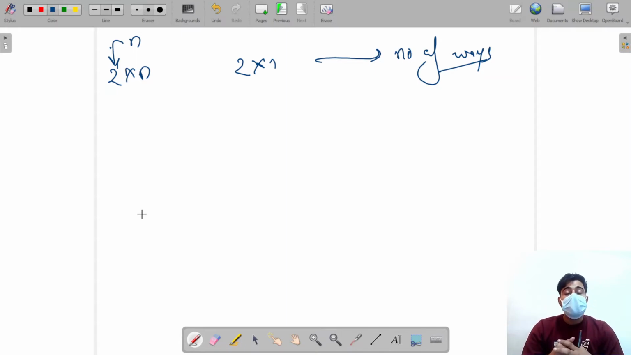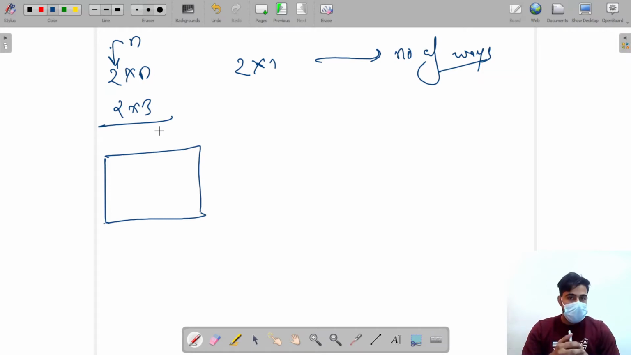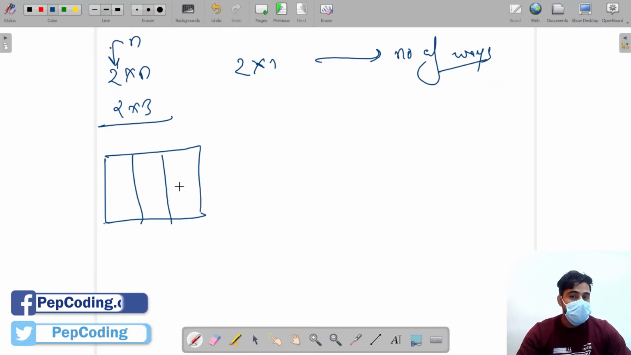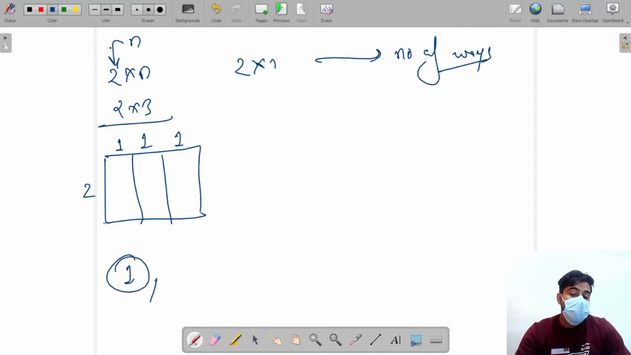Let's try to understand it with an example. So here I'm taking 2 cross 3 wall. So we need to design this 2 cross 3 wall with the 2 cross 1 tiles, and we need to tell the different ways with which we will be able to design it. So what if I say that at first I just place all my tiles vertically one after the another. So if I place all my tiles vertically, then it will look like this. Okay, so here the height is 2, and here I have placed 3 tiles of width 1. So this is one of the ways of placing the tiles.